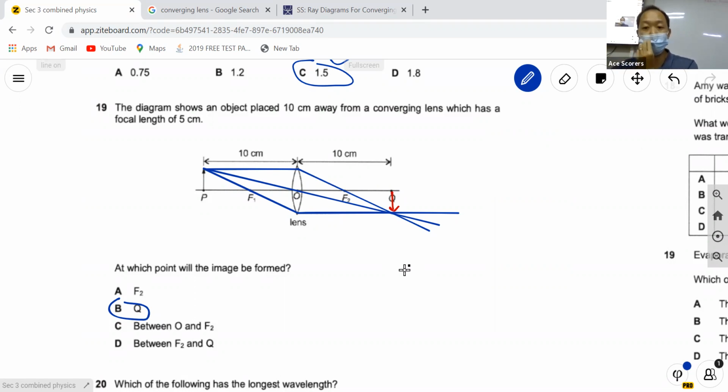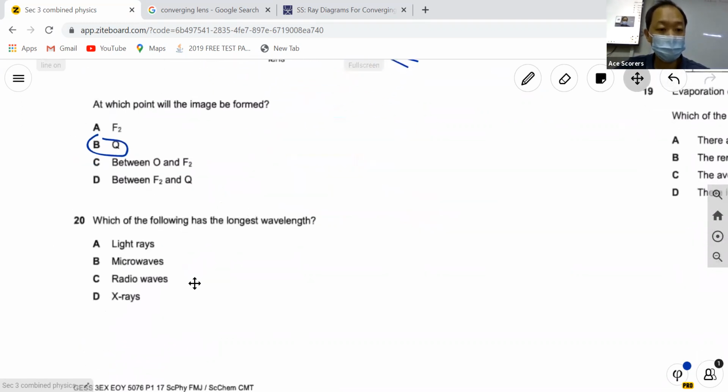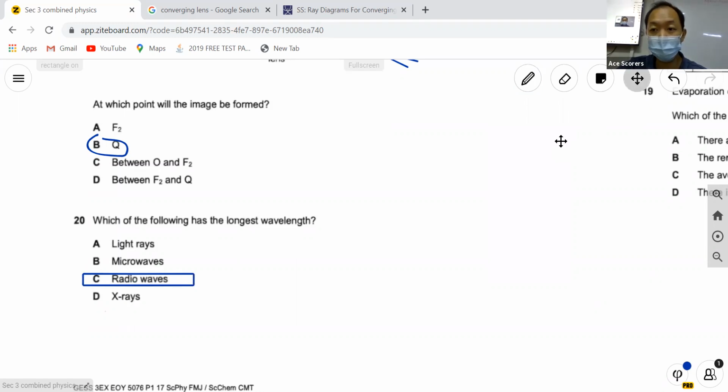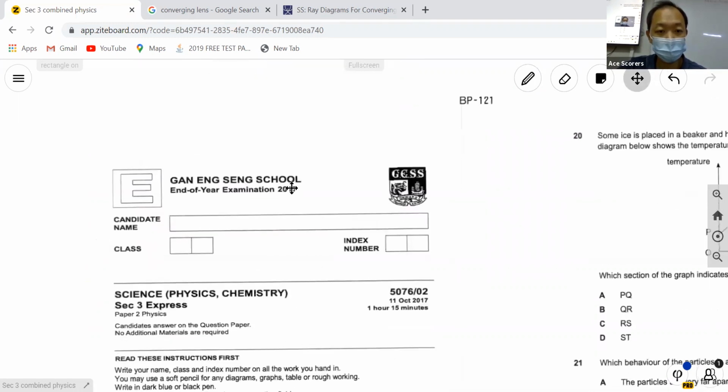There's a way to draw this. I will show you next time. Anyway, the answer is Q. Last, which of the following has the longest wavelength? This is gamma. Question 20 is C. That is correct. All right, next. Let's move on.